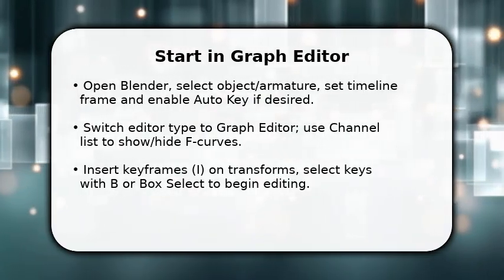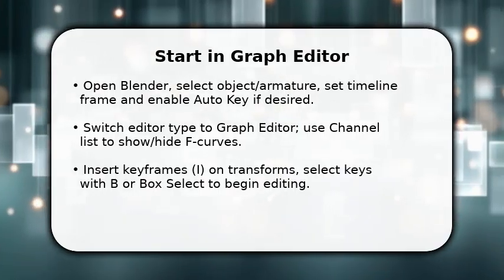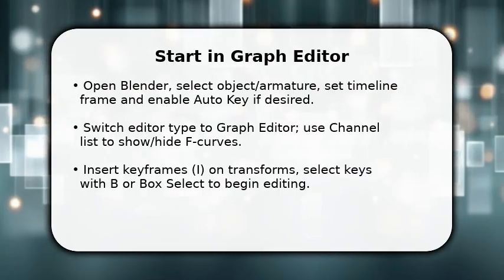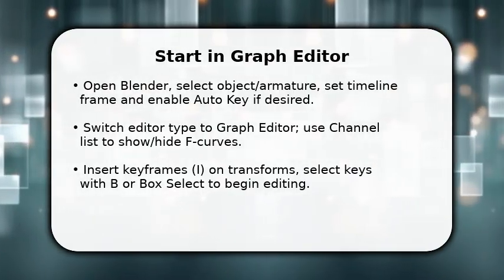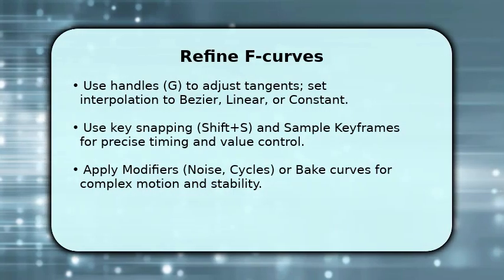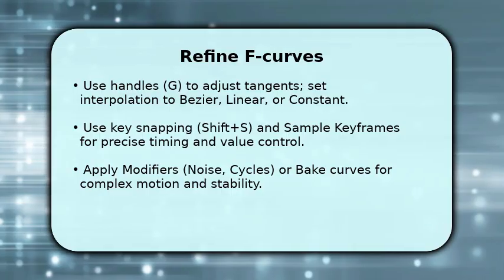You can toggle auto key if you prefer live recording. Now you have visible curves and selectable keys. Start by isolating the channels to reduce visual clutter. Now you refine motion by manipulating keys and tangents.